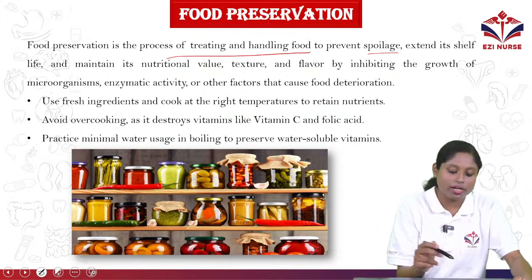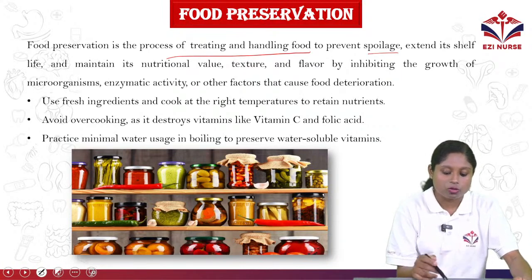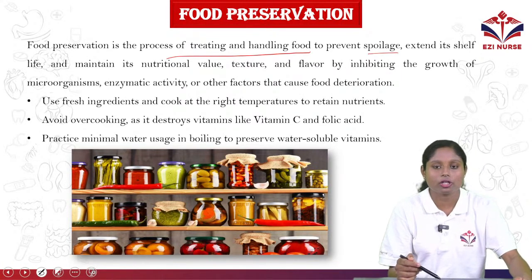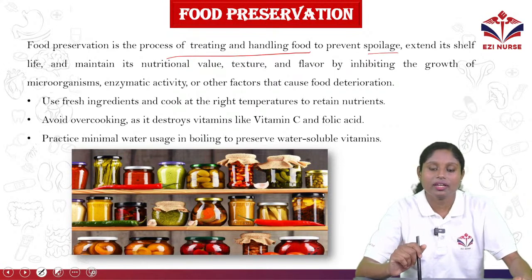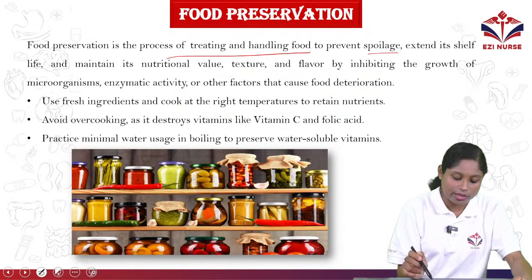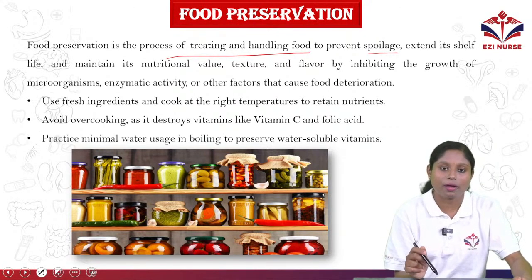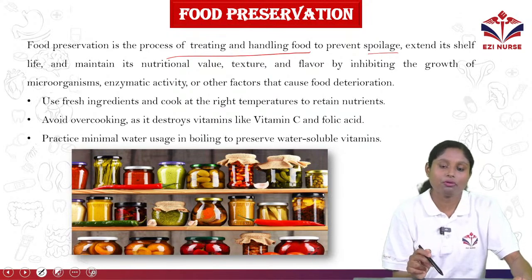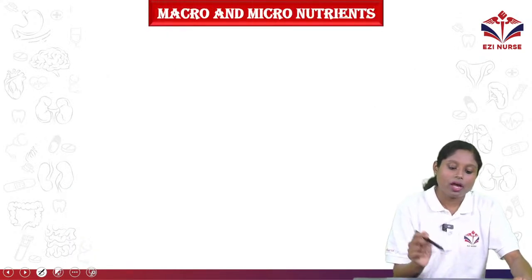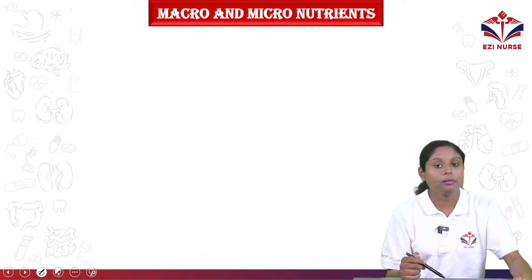So use fresh ingredients and cook at the right temperature to retain nutrients. Avoid overcooking. Also practice minimal water usage. So like pickling, that is one of the types of food preservation. So you can see we are adding it in the salt and salt water. So pickle is a type of food preservation. Now we will see another important topic that is coming under this chapter, that is macro and micronutrients.